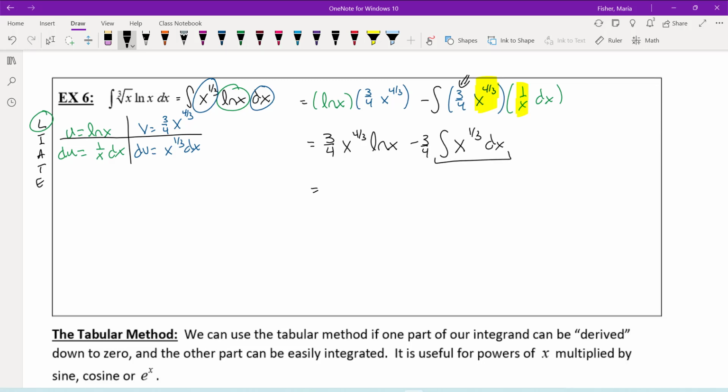Integrating this again, and that's just basic form. This is x to the 4/3 times the reciprocal, 3/4, plus c. In the end, we're looking at 3/4 x to the 4/3 times the natural log of x minus 9 over 16 x to the 4/3 plus c.